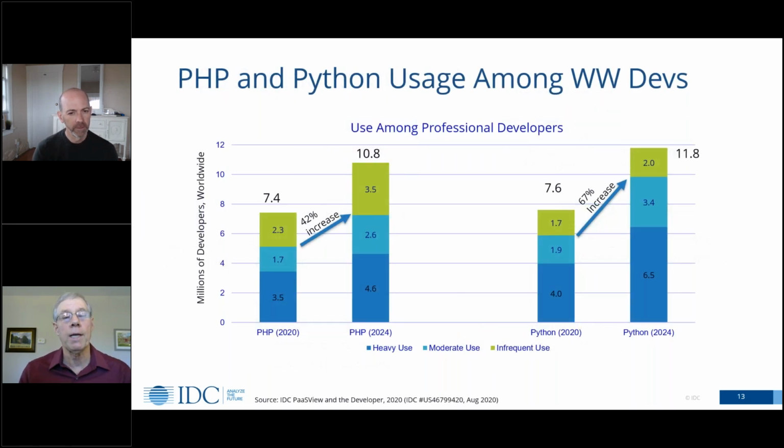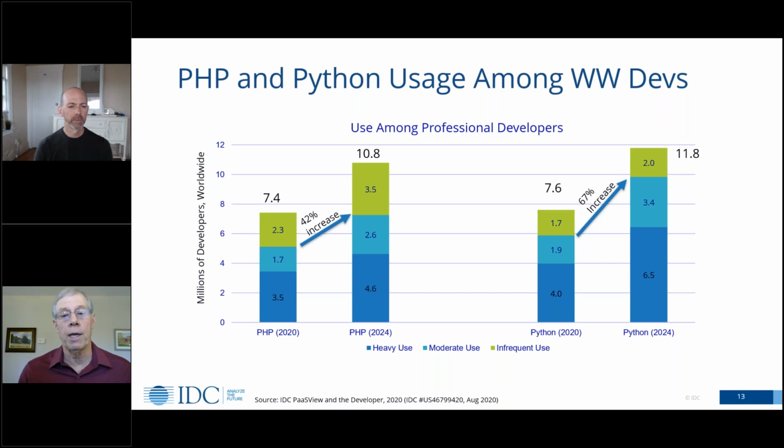These charts show data from a product that IDC produces called PathView and the Developer. It's a deep study around developers, and one of the things this product delivers is a census and a forecast for developers on a worldwide basis. We associate the developers with the languages they typically use. I pulled out the data specifically for PHP and Python, just to give you an example. In the stacked bar charts, the dark blue are people heavily using the language, the light blue is moderate use, and the green is infrequent use.